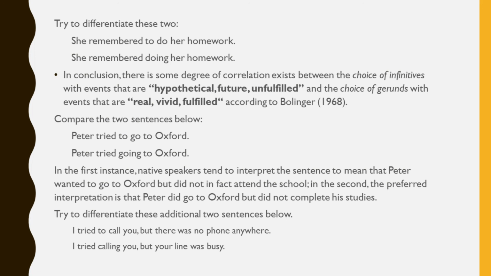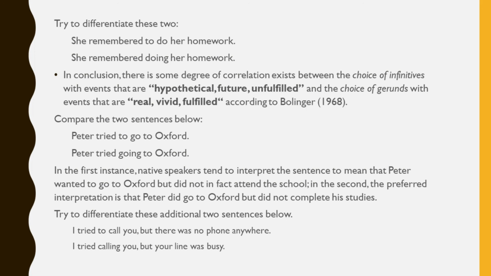Some degree of correlation exists between the choice of infinitives with events that are hypothetical, future, and unfulfilled, and the choice of gerunds with events that are real, vivid, fulfilled, a fact that was first pointed out by Bolinger in 1968. So now, let us compare again the two sentences with the verb try. Peter tried to go to Oxford. Peter tried going to Oxford.